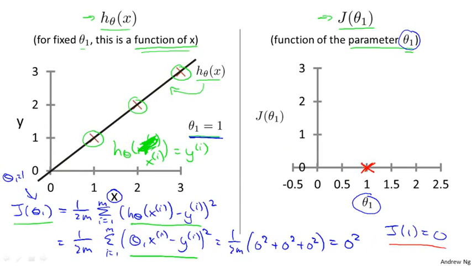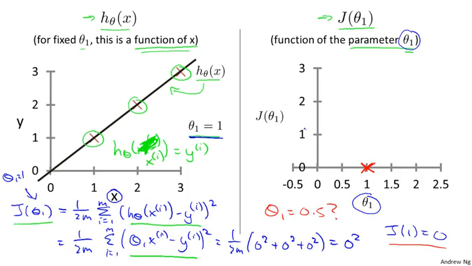Now let's look at some other examples. Theta 1 can take on a range of different values, right? So theta 1 can take on negative values, 0, positive values. So what if theta 1 is equal to 0.5? What happens then?